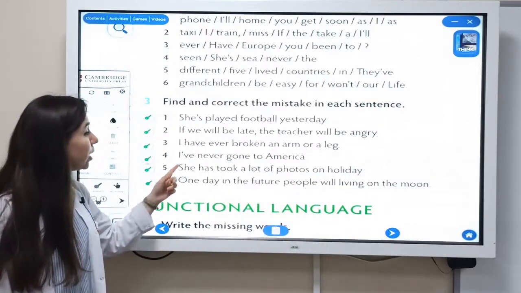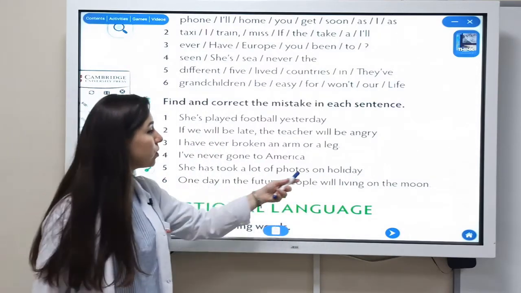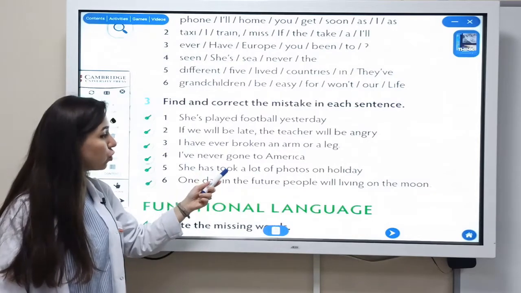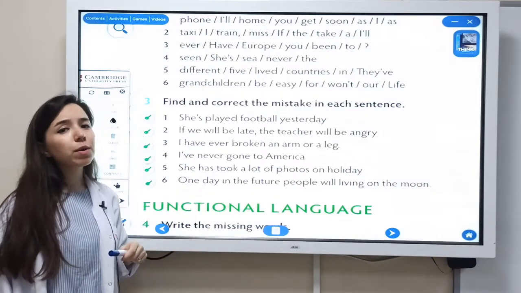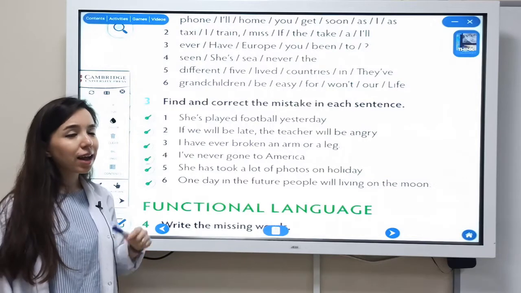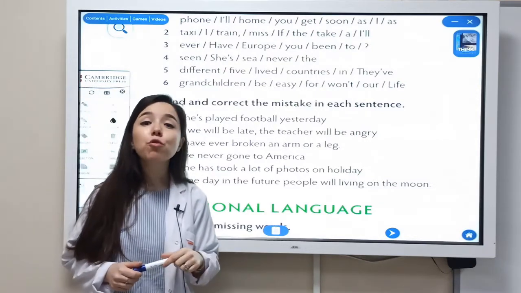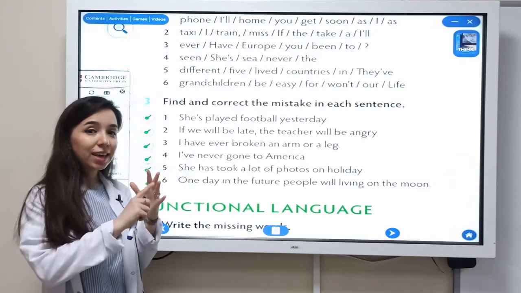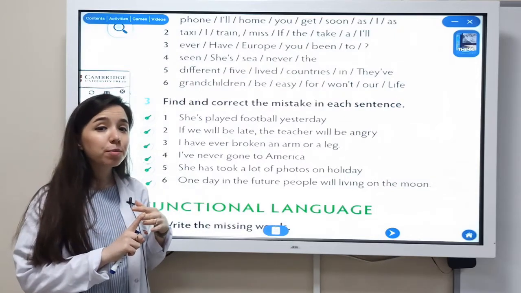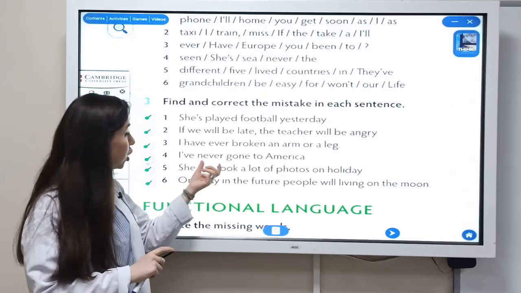And number 5, she has took a lot of photos on holiday. She has took, look at here. Do you think which part is here the mistake? Who can say? A little think about it. Took is past simple form of take. Yes, take, took. And what is the past participle form of it? Taken. So look at here.